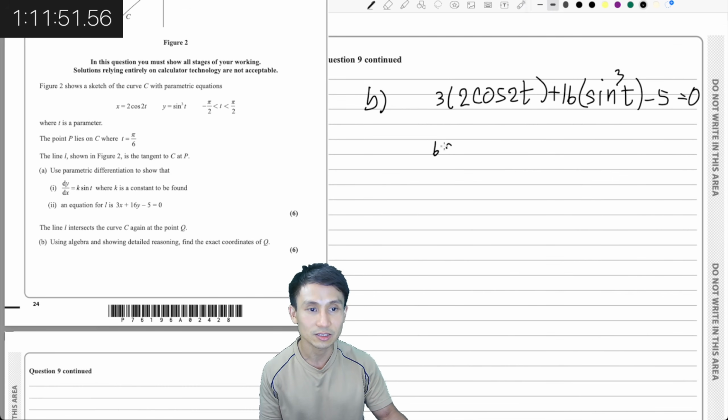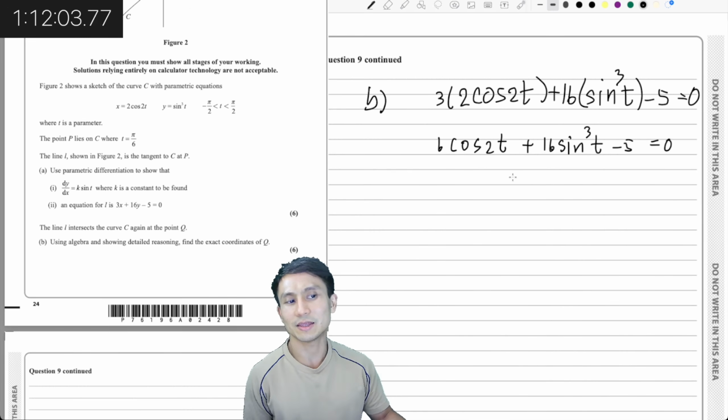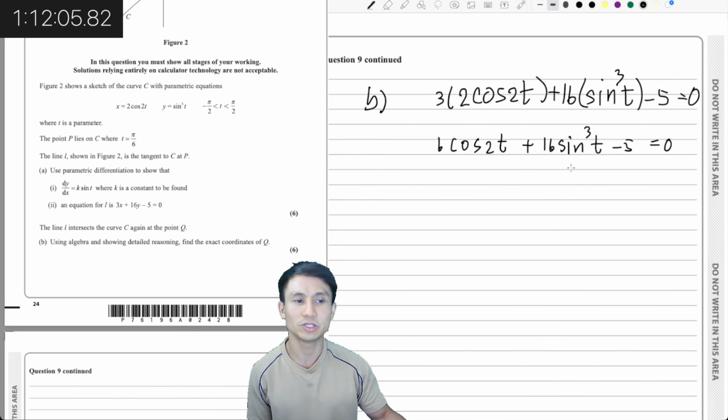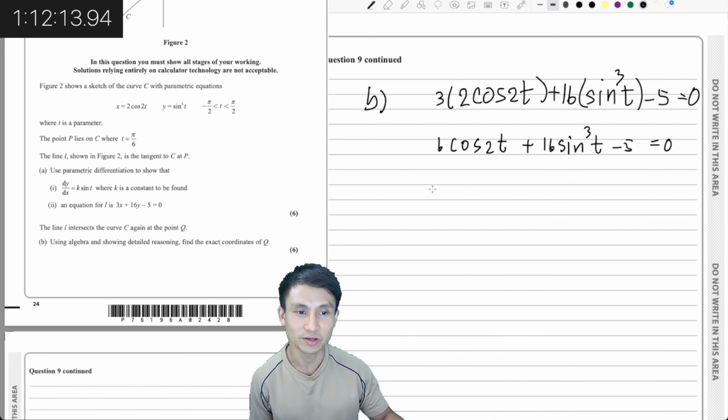So this is 6 cos 2t plus 16 sine cube t minus 5 equals 0. Well, by the looks of this, I think we should solve this by using cubic form. And I'm going to be in trouble because I don't have a calculator for that. But I can use Desmos, I guess.